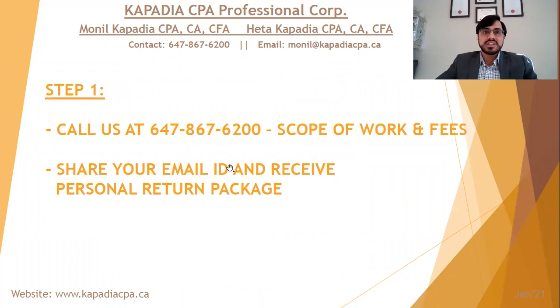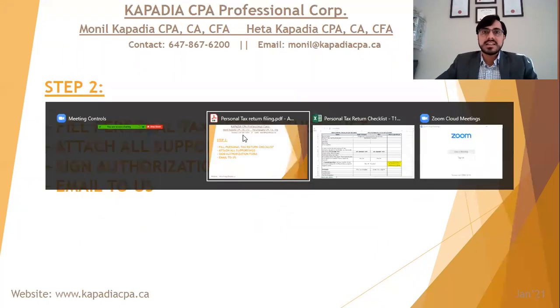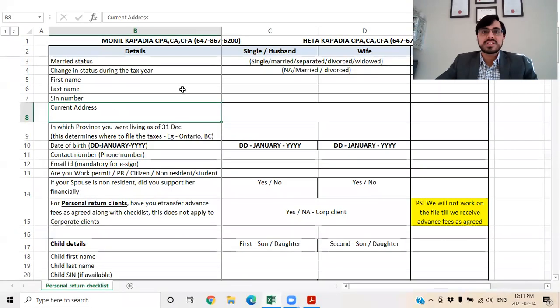Once we are good, please share your email ID so that we can send you a personal return package, which will consist of a personal return checklist. The tax return checklist is in Excel, which will look something like this and will give us all the information that we will need to prepare your tax returns.